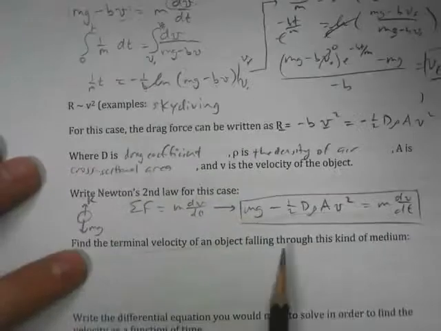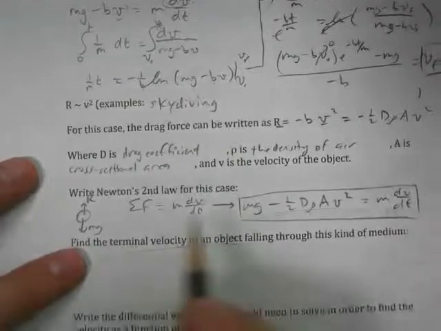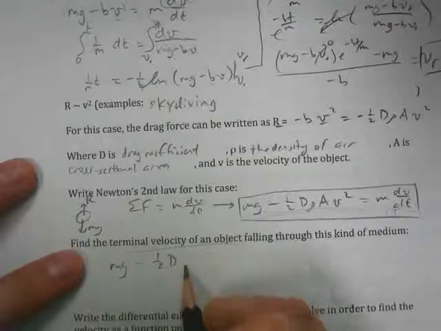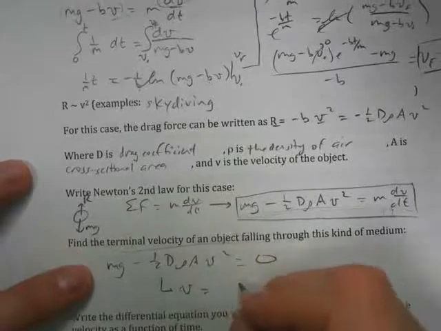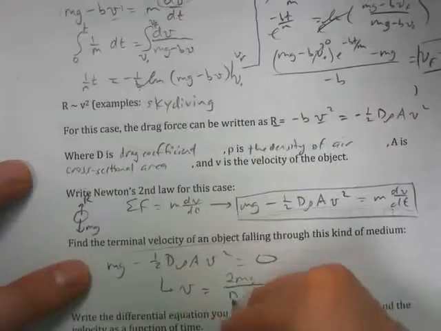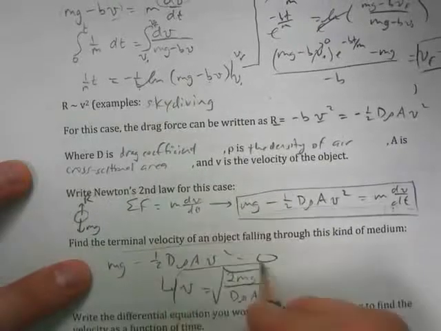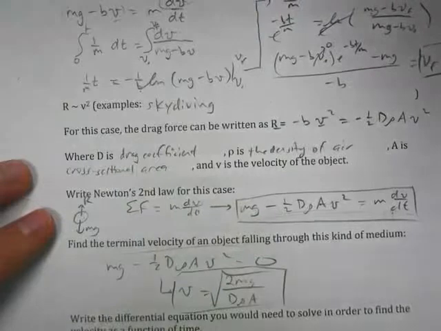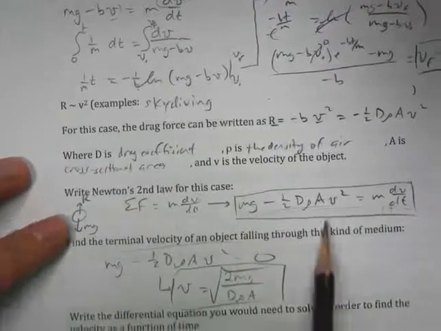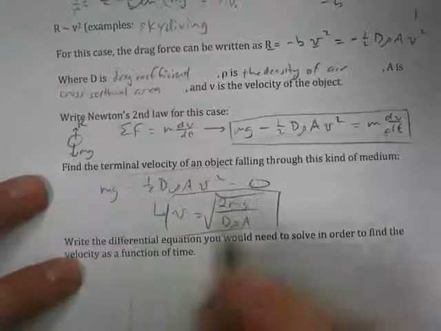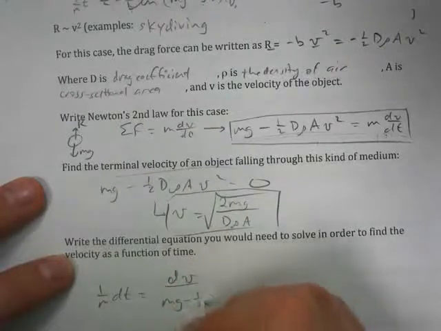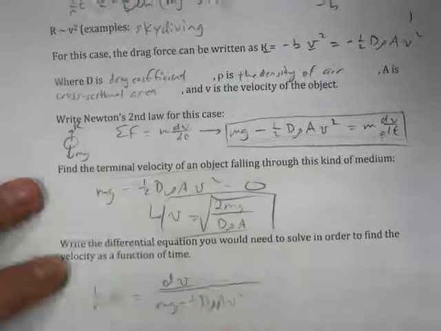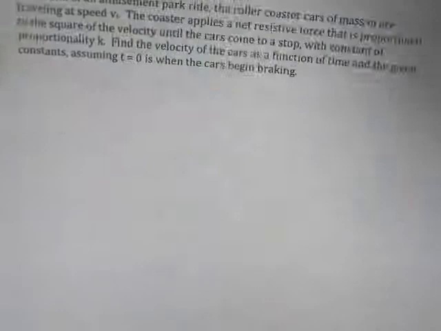Terminal velocity, again, that's where the acceleration is 0, so that's where mg minus 1/2 D rho A v squared equals 0. So if we do algebra, then we find the terminal velocity is equal to the square root of 2mg divided by D rho A. So that's the terminal velocity. And this is Newton's second law. The differential equation you need to solve, you might just rearrange it, move the m to the other side, and divide this junk over to the right side of the equation. So that's how we deal with objects that have drag forces.